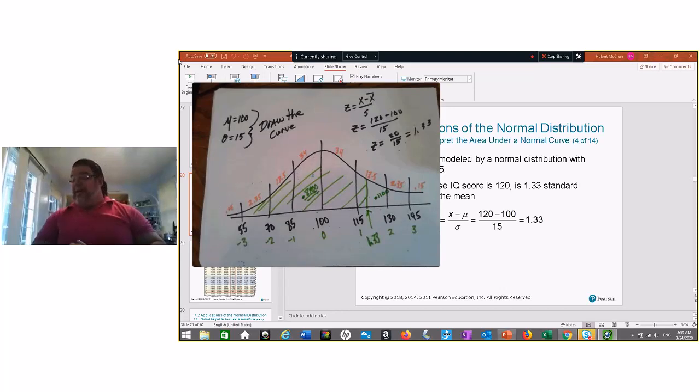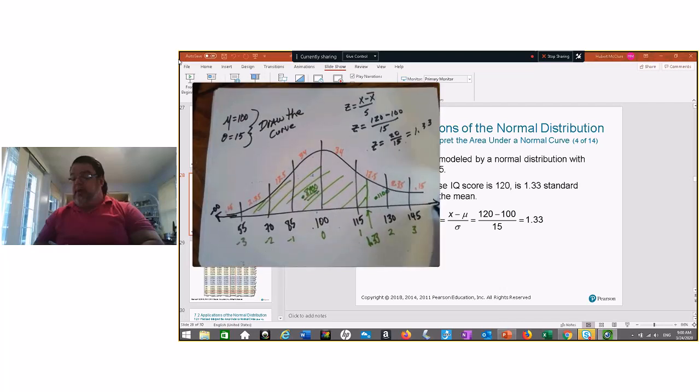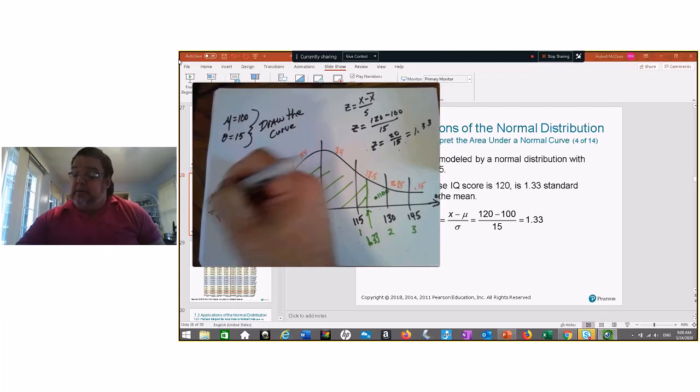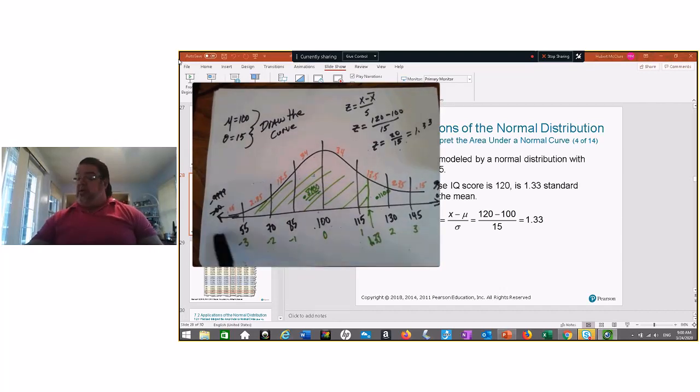Now, how do you find that area? Well, you use your calculator. You can use the tables, but I don't use them anymore because they're obsolete. So this arrowhead down here is negative infinity. This arrowhead right here is called positive infinity. We can't type in infinity, so we're going to use negative 9999. Okay? And we're going to use positive 9999. Which way do we read? We read from left to right. So we need this area from negative 9999 to 1.33.